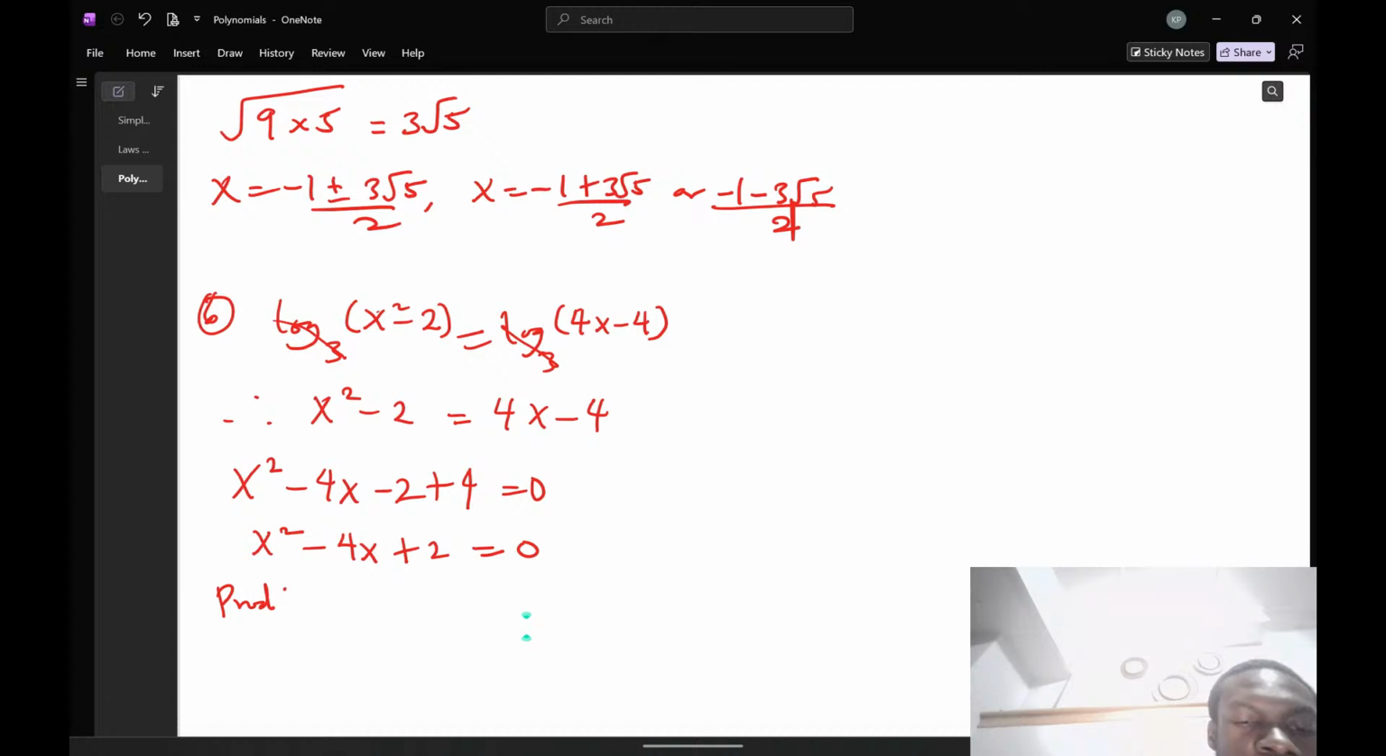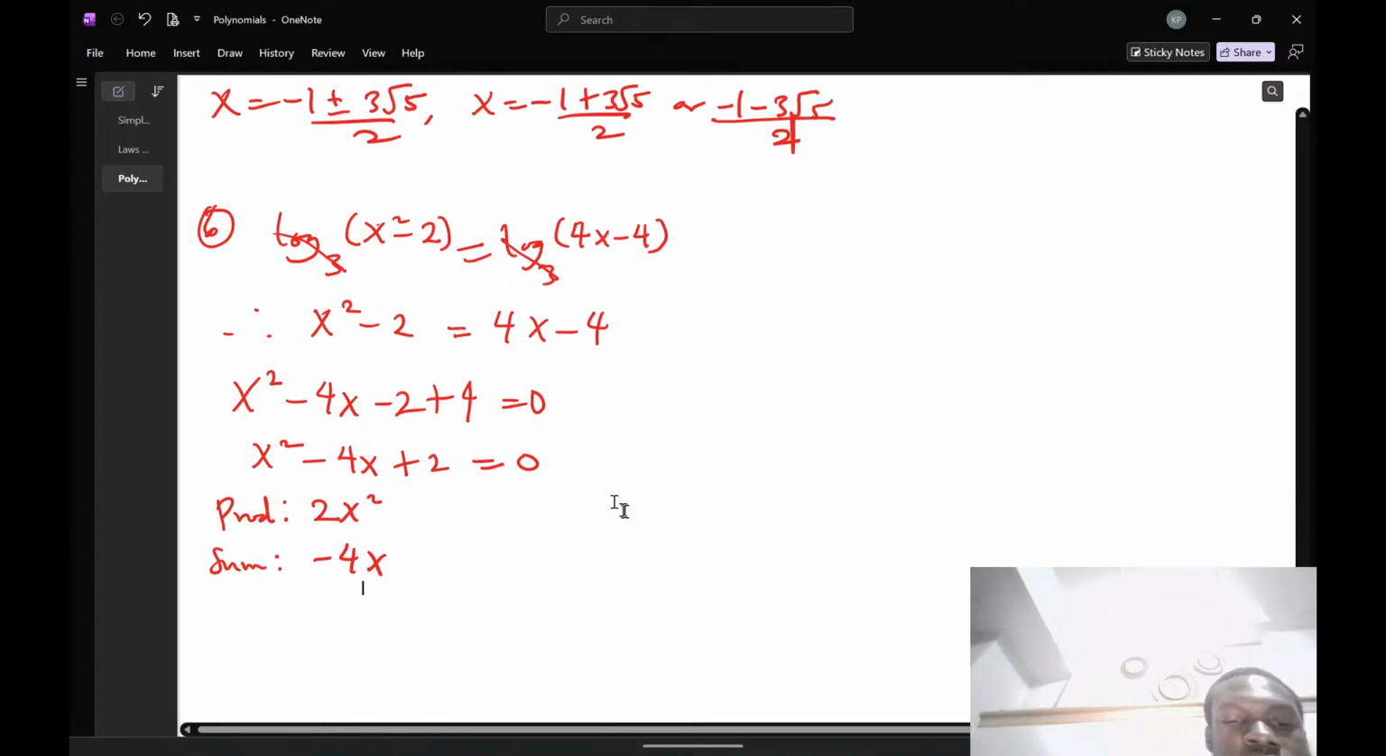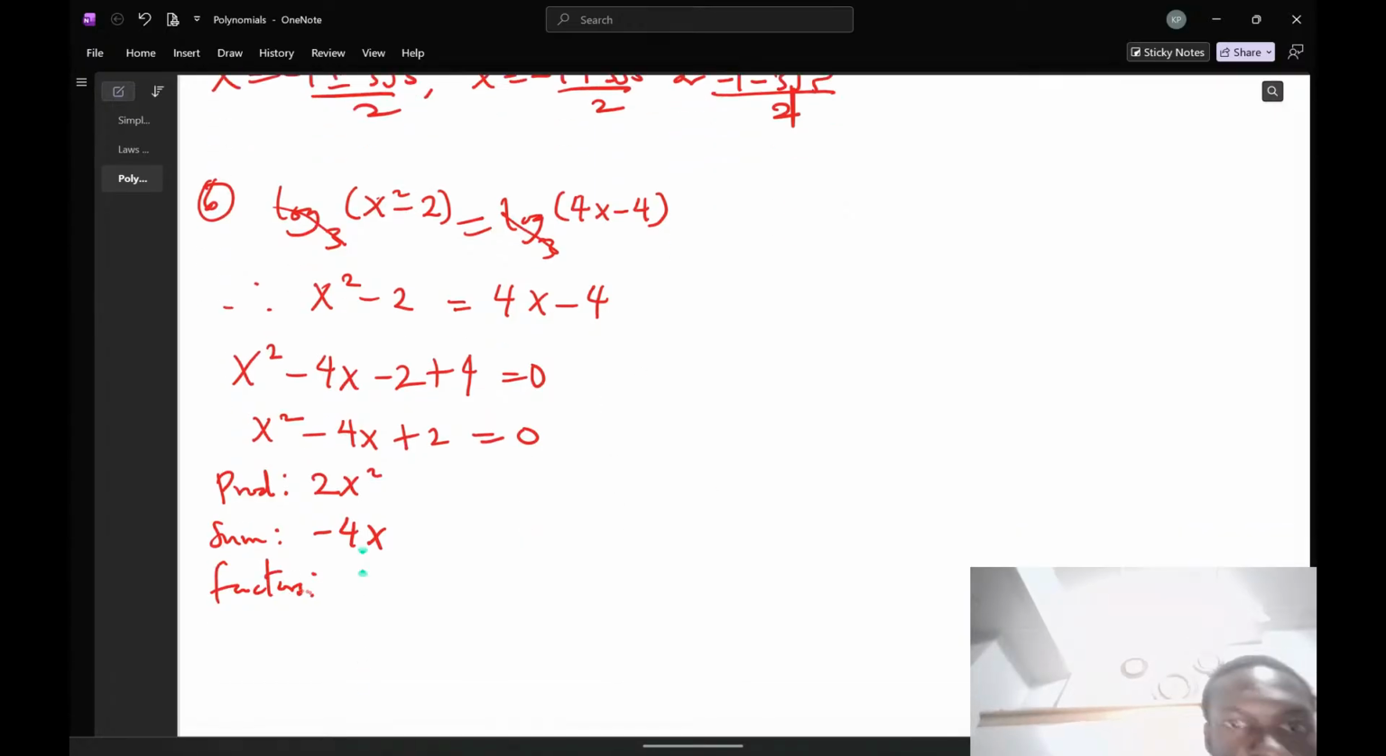So now the product is 2x squared. The sum is minus 4x. So now we have to look for two numbers that if we multiply together, we'll get 2x squared, and if we sum them up, we'll get minus 4x. In this case, it looks like it might be impossible, because the only factors of 2 are 2 times 1, which will give us 2. And I don't think there's any other numbers that multiply to give 2. And we have to look for two numbers that add up to minus 4x. If it was minus 3x, it would have been better.